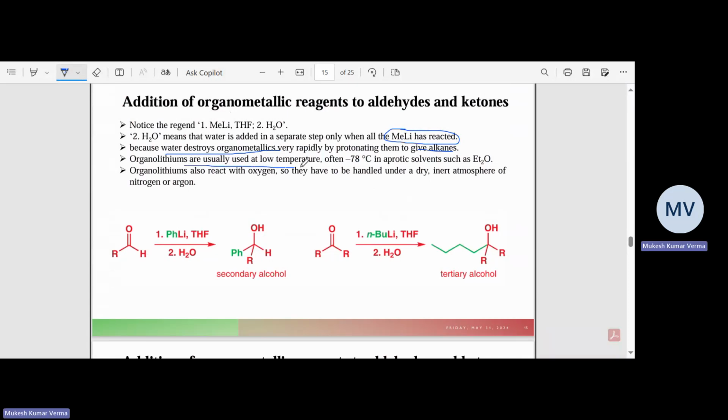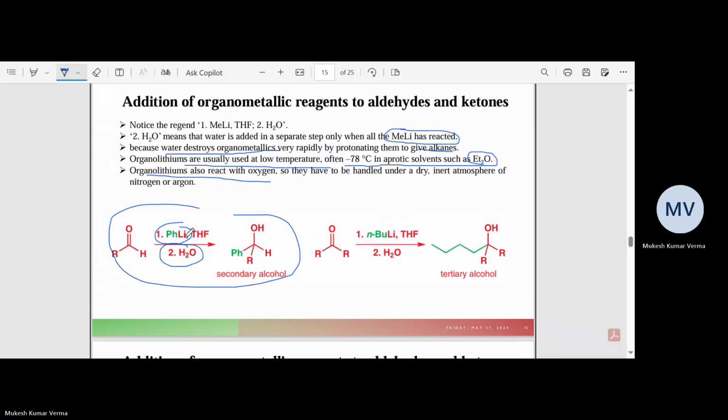Organolithiums are used at low temperature, approximately minus 78 degrees Celsius, in aprotic solvents like diethyl ether, because protic solvents convert them to alkanes. Organolithiums also react with oxygen. Therefore, when these reactions take place, there must be an inert atmosphere of nitrogen or argon. In this case, this is phenyllithium in the first step. When phenyllithium has completely reacted, then the second step is the addition of water.